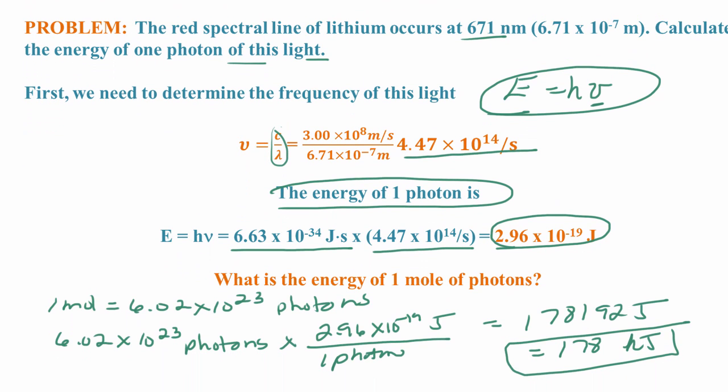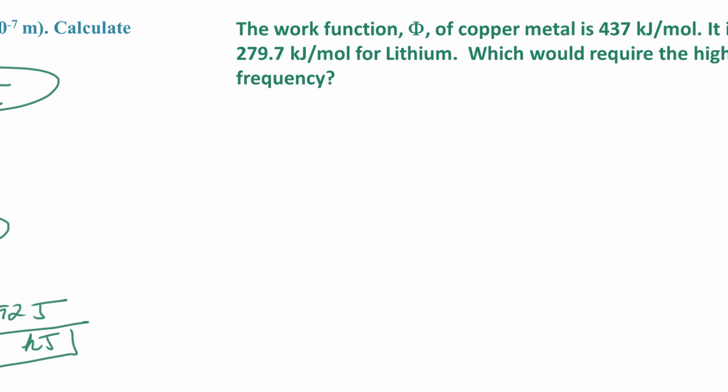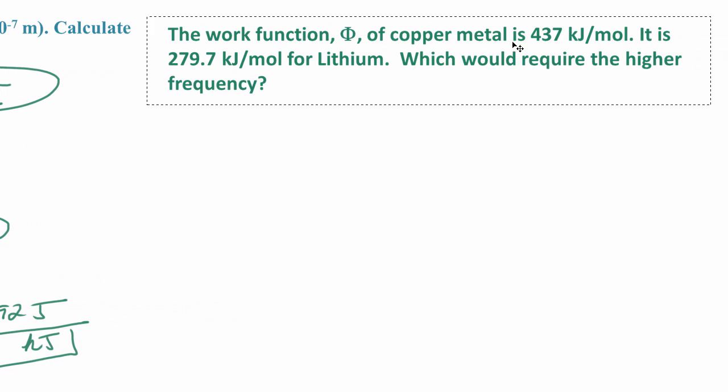There's another problem that I want to show you here. This has to do with the work function. So you can look this up. The work function of copper metal is 437 kilojoules per mole. It is 279.7 kilojoules for lithium. Obviously one of these is going to need a higher frequency of radiation in order to eject an electron. And which one would that be?